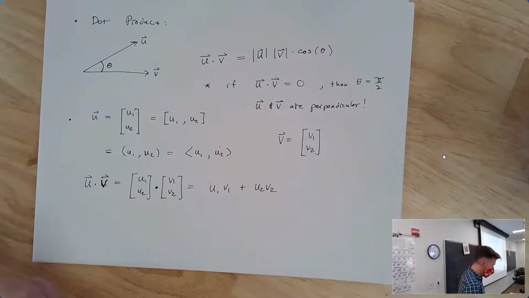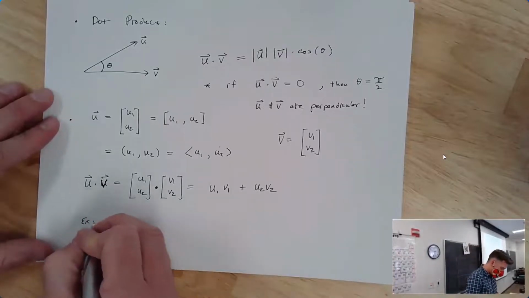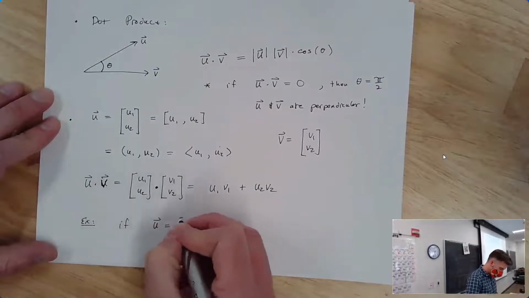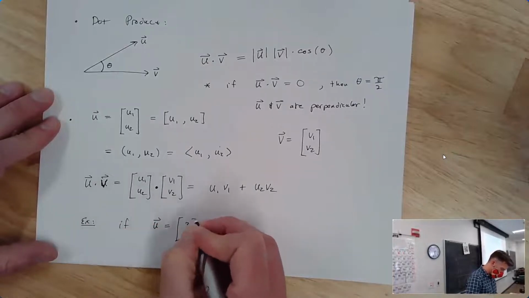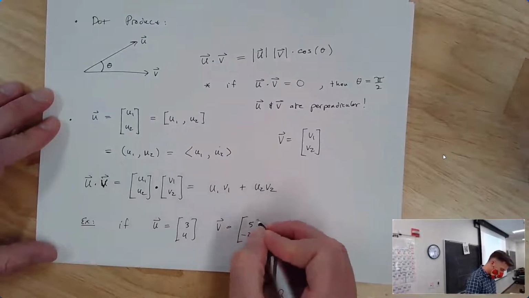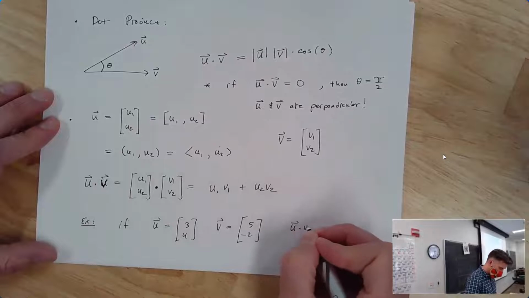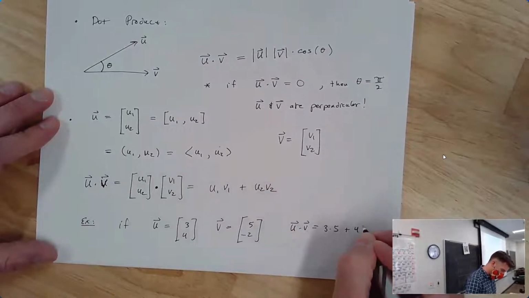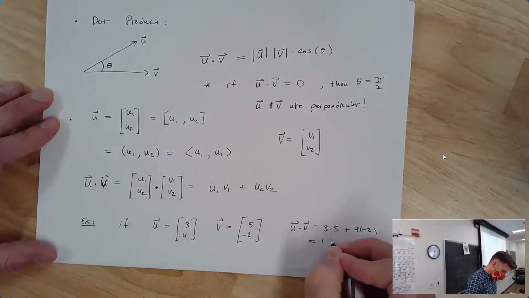So for example, if u is equal to the vector 3, 4, and v is equal to the vector 5, -2, then the dot product of u and v is just 3 times 5 plus 4 times -2, which is 15 minus 8, which is 7.